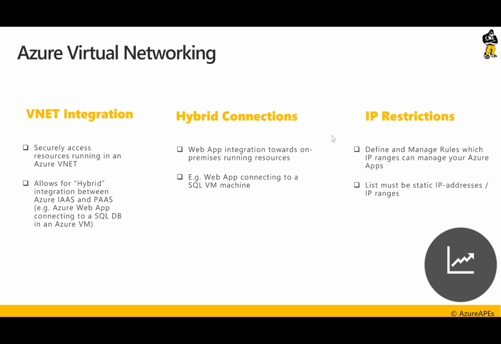where to allow a hybrid connection, you could also go for the true infrastructure-based scenario using site-to-site VPN, but using a hybrid connection where you deploy the hybrid connector settings in your on-prem environment, it will immediately define an integration from your Azure running web app into your on-prem virtual machine. And the last setting you can define there are IP restrictions, where you define and manage rules which IP ranges can manage or even connect to your Azure applications. And the list must be a static IP address or an IP range.